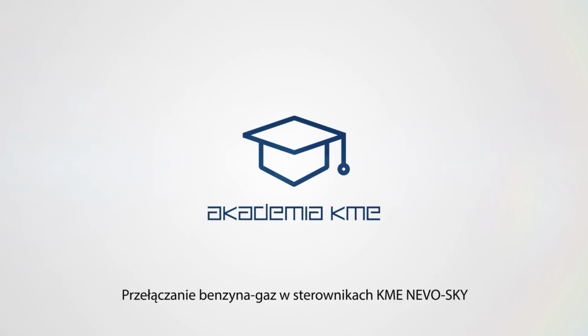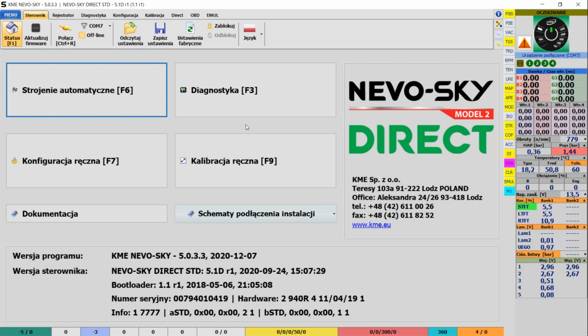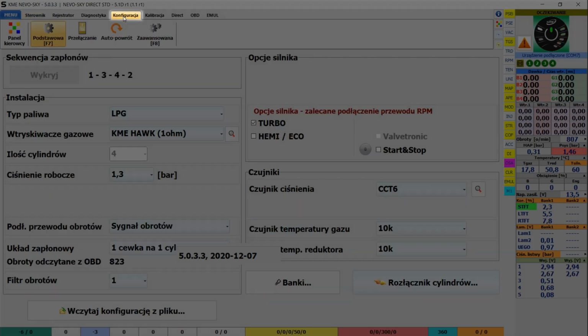In this material, you will learn about the options of switching the system to gas supply available in the KME NEVO-SKY program. The options are available in the tab Configuration, Switching.